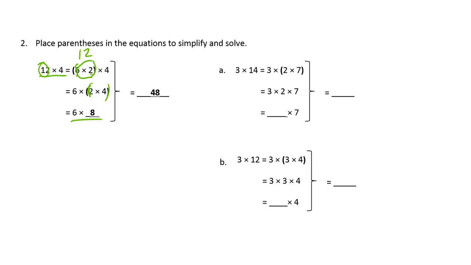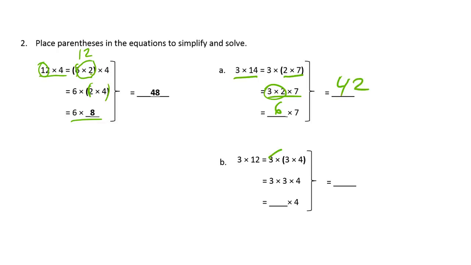So here we're looking at 3 times 14, which we can call the 14, 2 times 7. And then we're just looking at 3 times 2 times 7. And if we look at the 3 times 2 first, that's 6. So it's the same as 6 times 7. So 3 times 14 is the same as 6 times 7. It's 42.